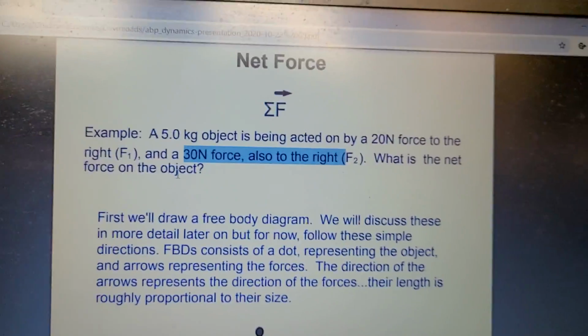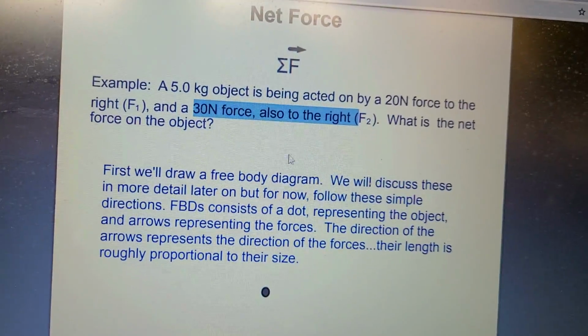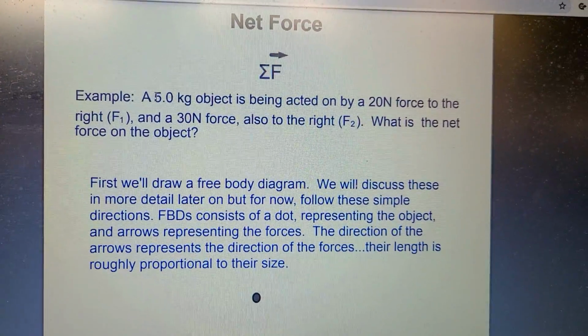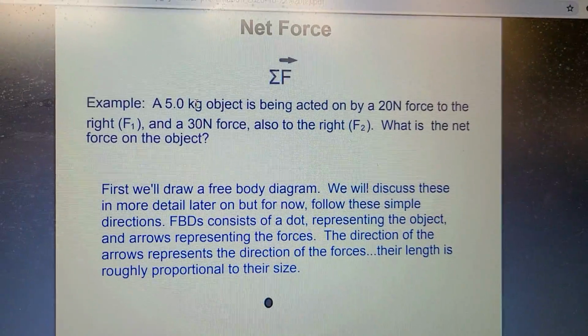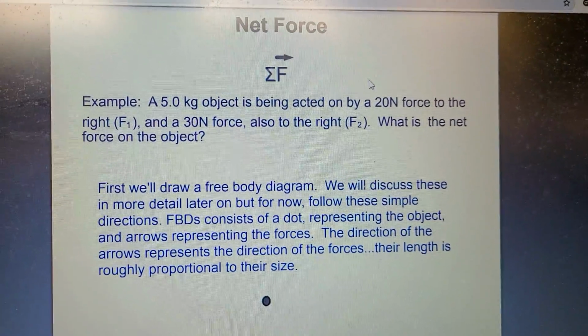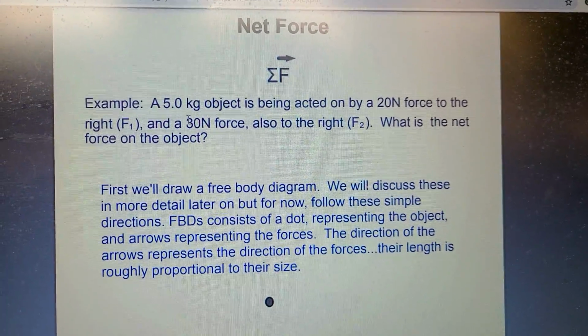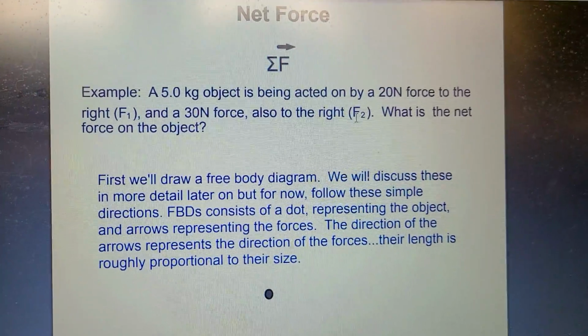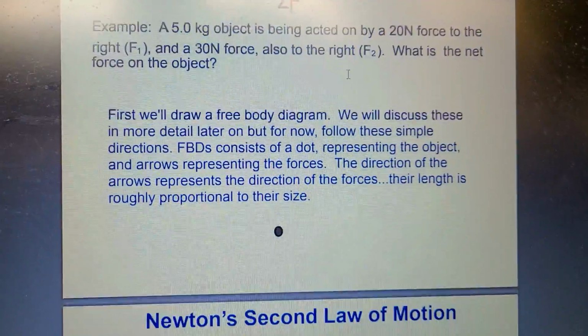Okay, so this is a good example on how to find net force. When it comes down to it, you know that you have 5 kg, you know that you have 20 Newton force to the right, and you know that you have 30 Newton force to the right as well. So we're looking for the net force of this object.